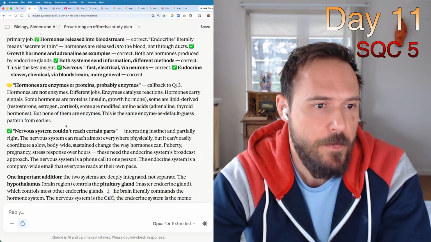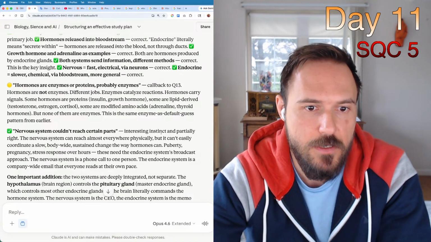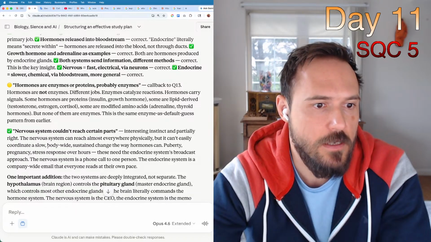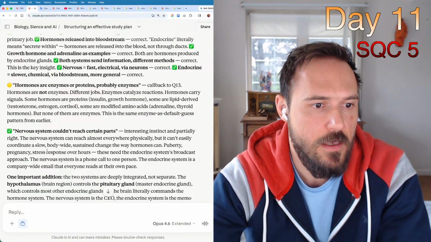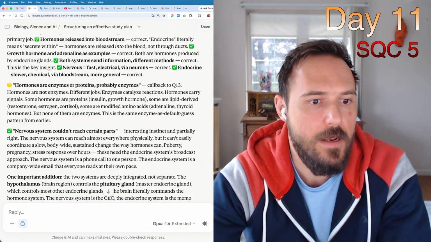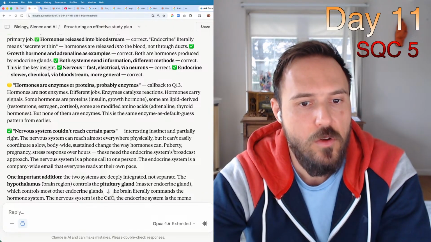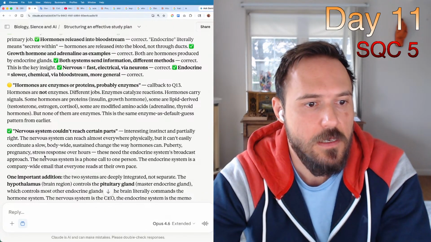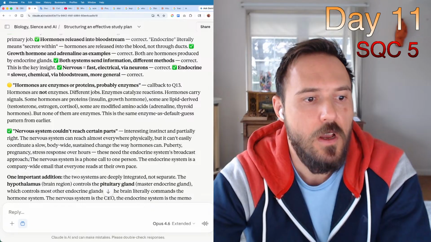Clip that. Nervous system couldn't reach certain parts. Interesting instinct and partially right. The nervous system can reach almost everywhere physically, but it can't easily coordinate a slow, body-wide, sustained change the way hormones can. Very interesting. Puberty, pregnancy, stress response over hours. This needs an endocrine system broadcast approach.